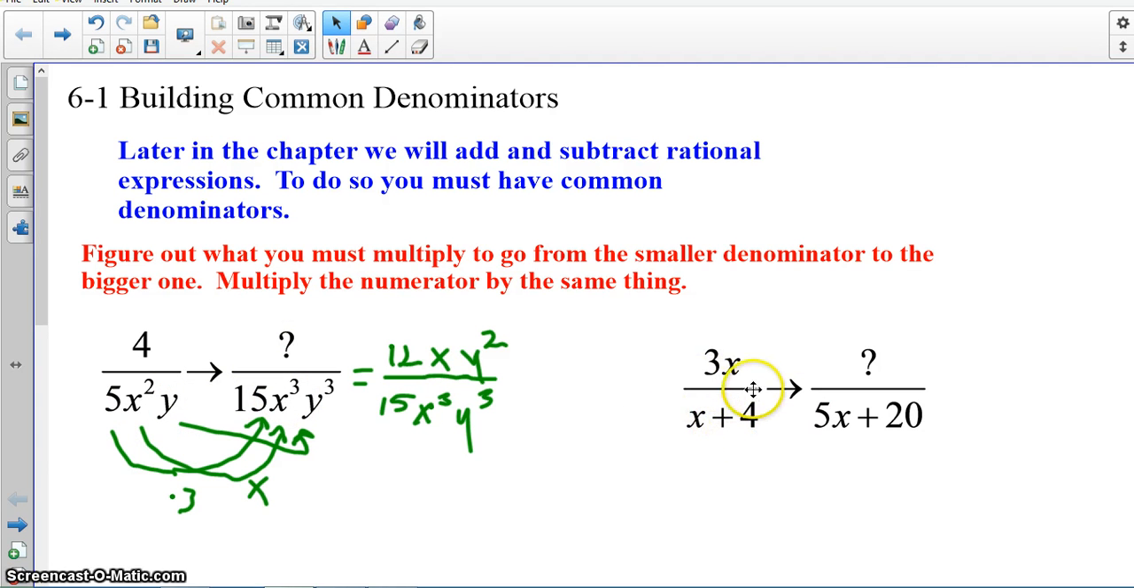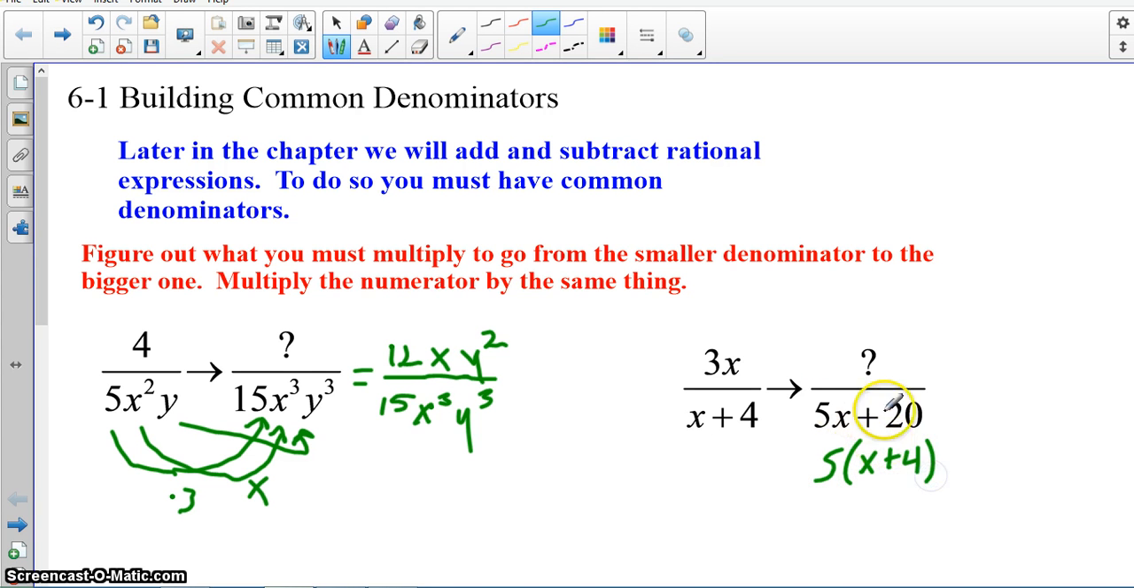Well, what do you multiply x plus 4 by to get 5x plus 20? All right, well, you have to factor this first. The point of these problems isn't the factoring, so I'm not going to show a bunch of work here. I'm just going to factor. This one's not that bad. This is 5 times the quantity x plus 4. That's what this is here. So I'll just put the factored form beneath.